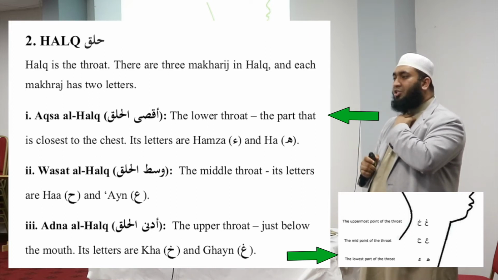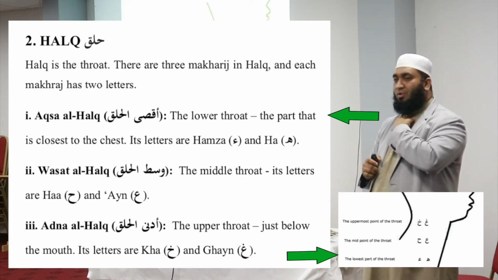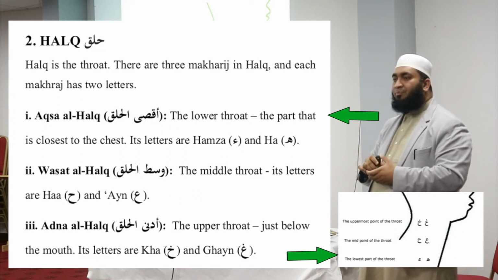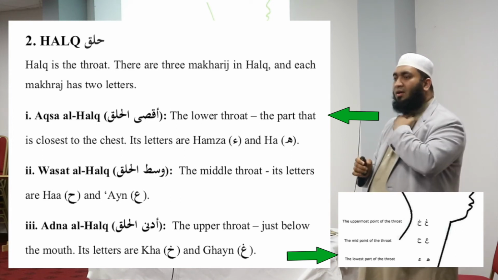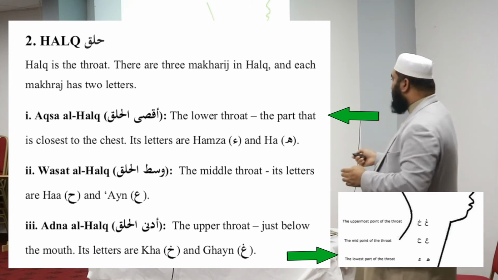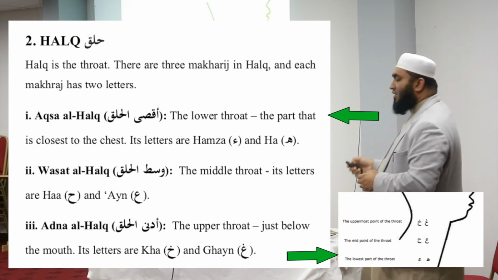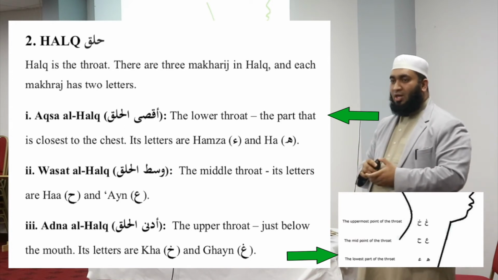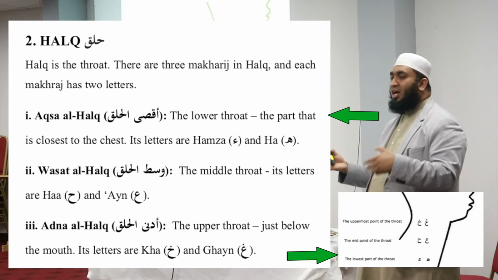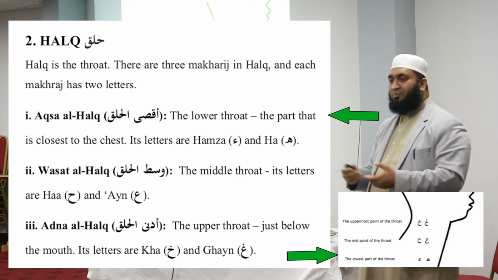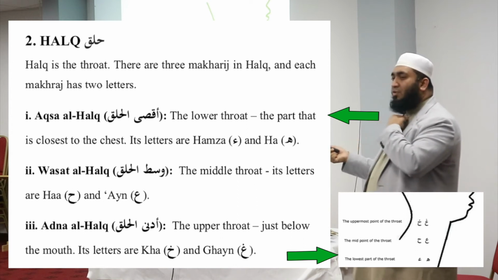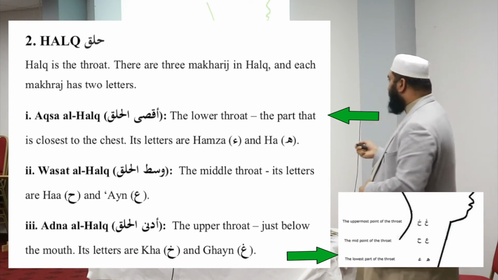So Hamza is from the lowest part of our throat. This is then Ha. So it's the last part of our throat, the lowest part of our throat, known as Aqsa al-Halq, meaning the farthest part of our throat.